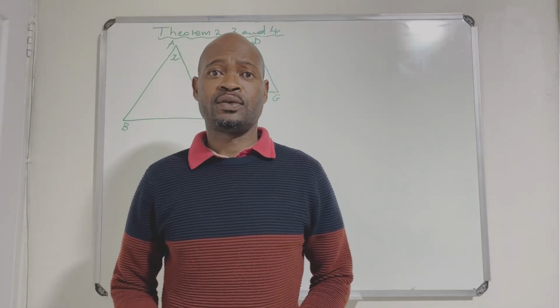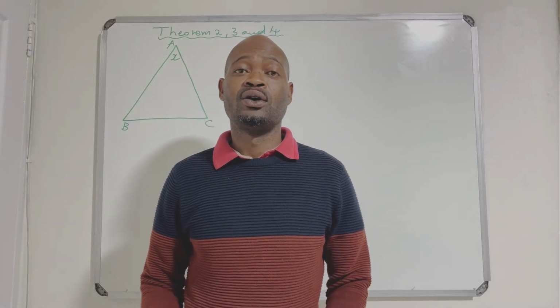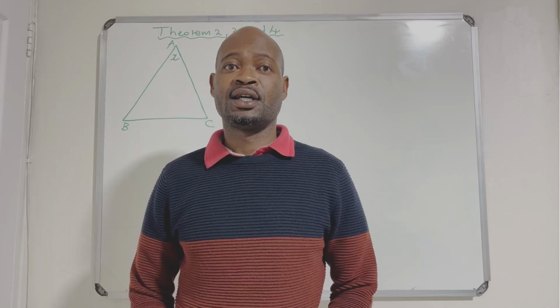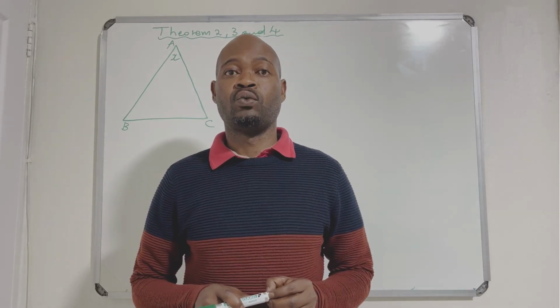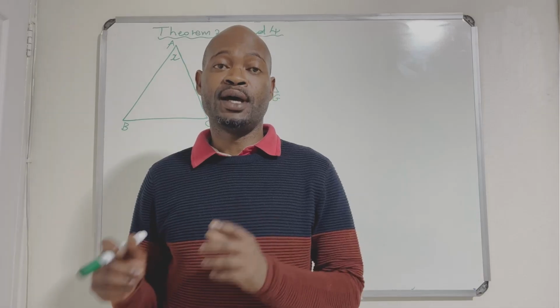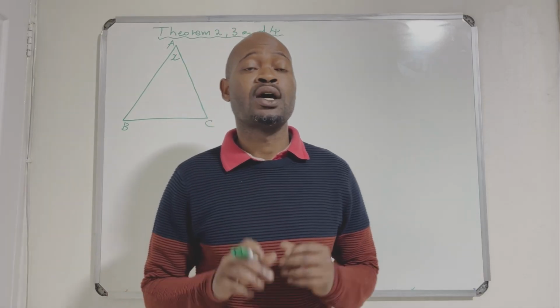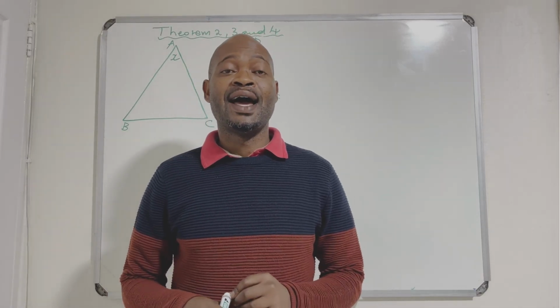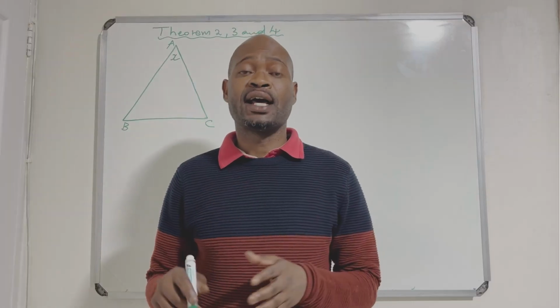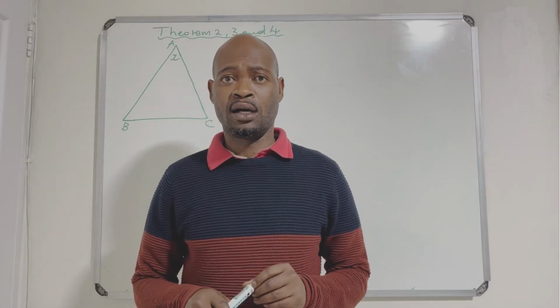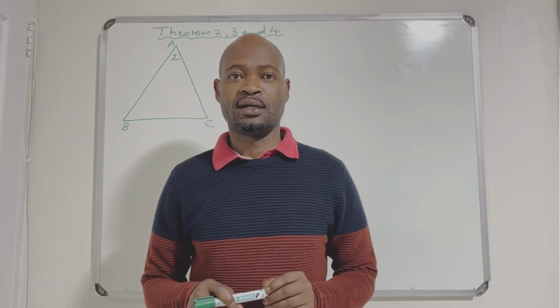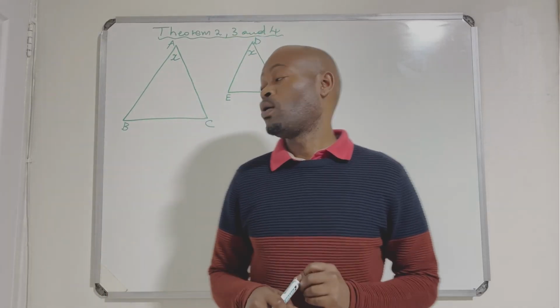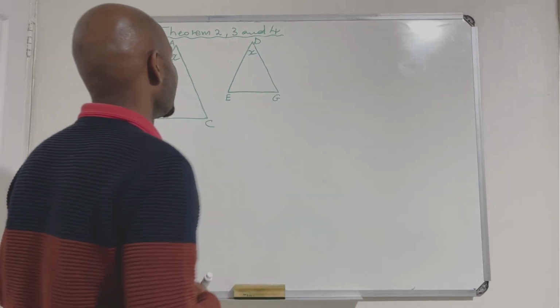Now, let's prove theorem number 4, which states that when two sides of one triangle are proportional to two sides of another triangle and the included angles are equal, then the two triangles are similar. Now, let's prove it.